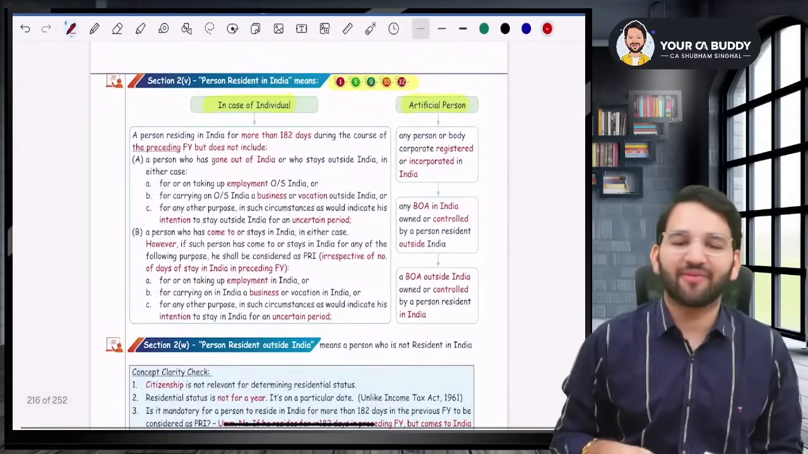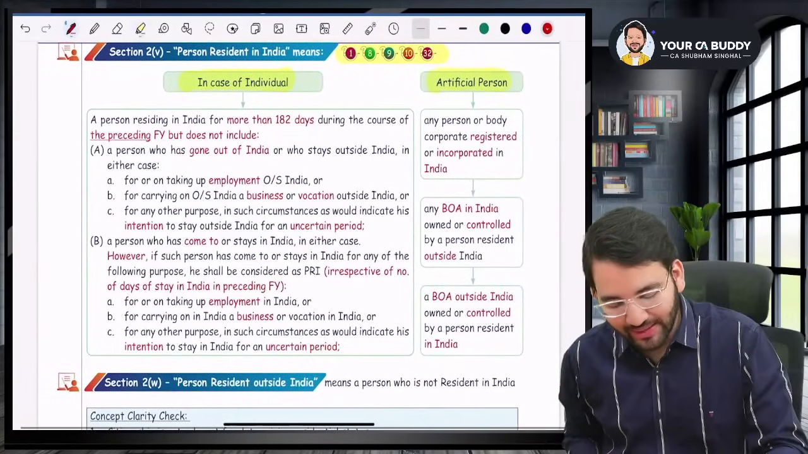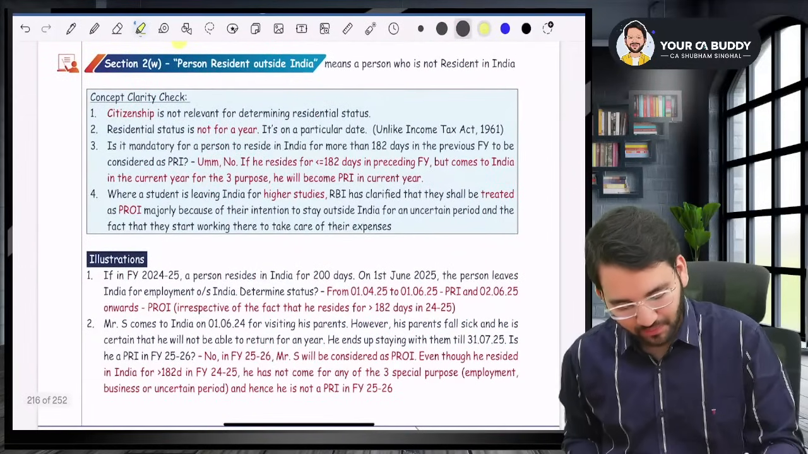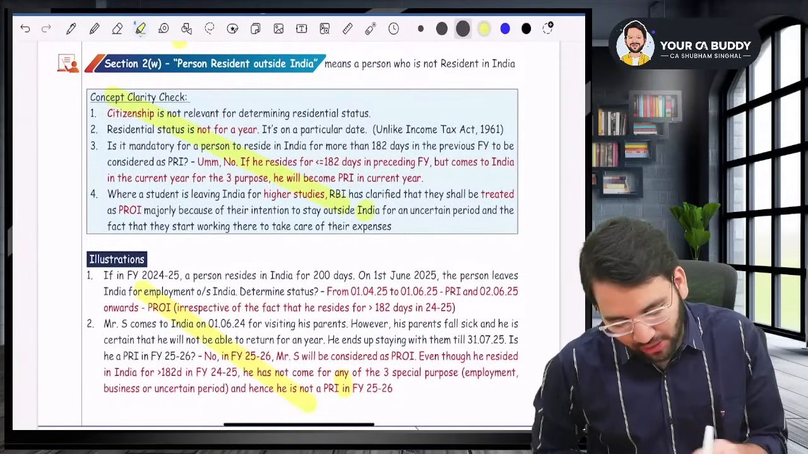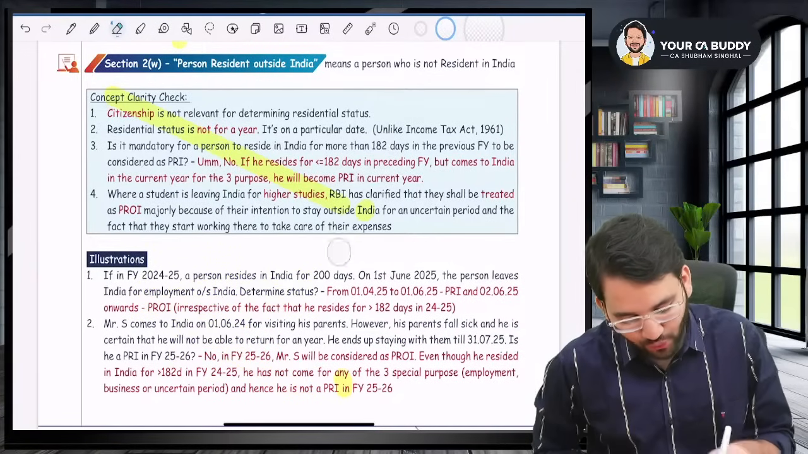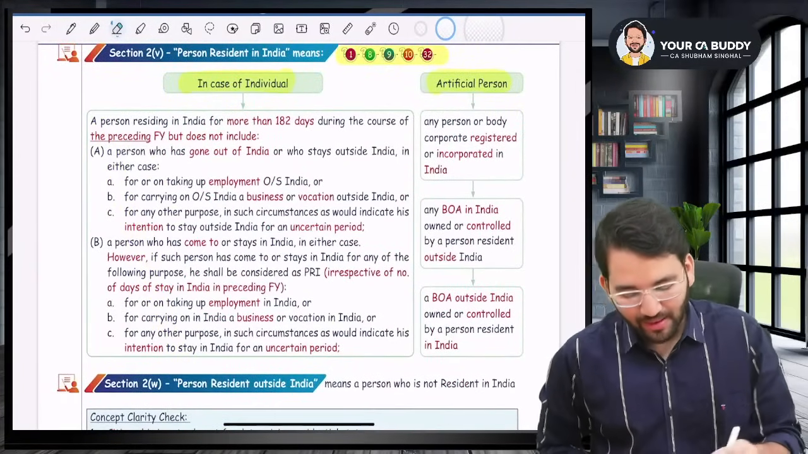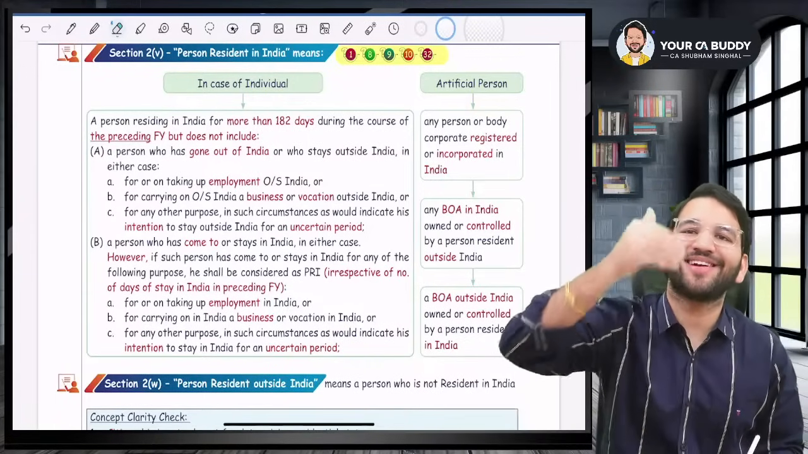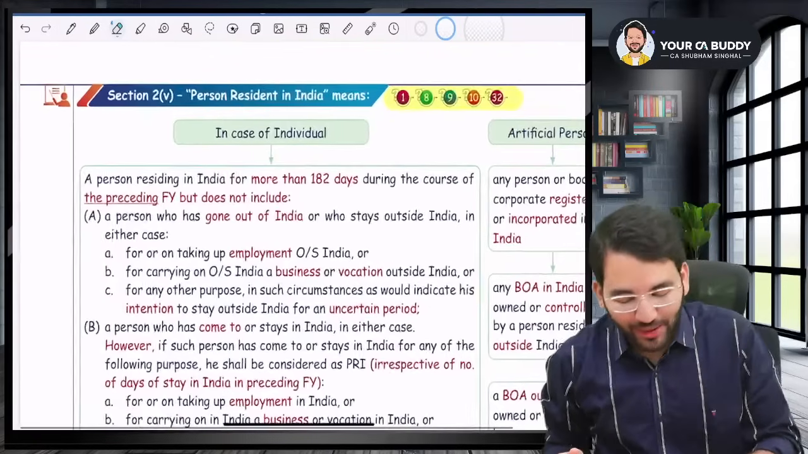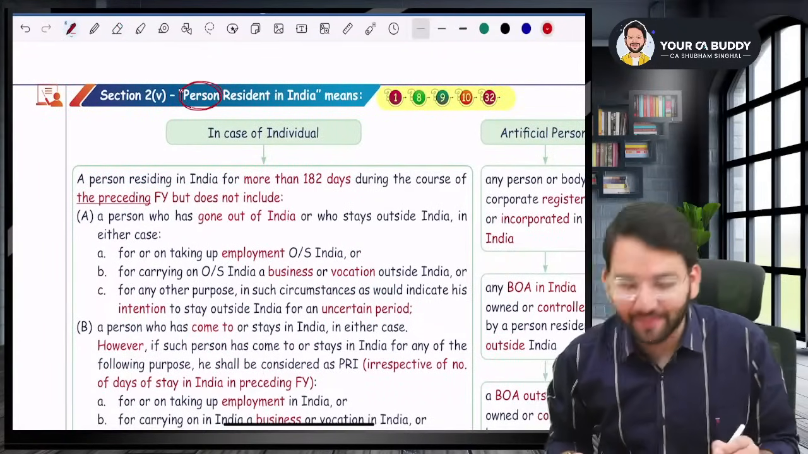This is something which you must have written in the notes. All these things that I just told you, all the examples that I gave you, are written here. But sir, whenever you talk about a person resident in India or a person resident outside India, you first have to understand what is the definition of a person.